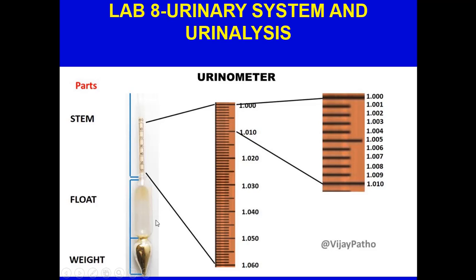So what happens is that this has a weight, has a float, and so you're going to have the numbers wherever the final level of the liquid is. If the liquid comes to, let's say, this line right here, you have a specific gravity of 1.010. Okay?